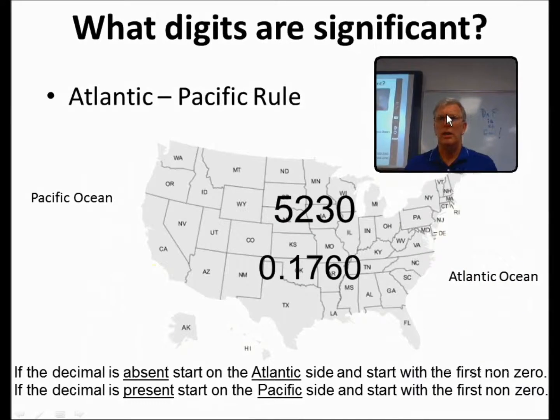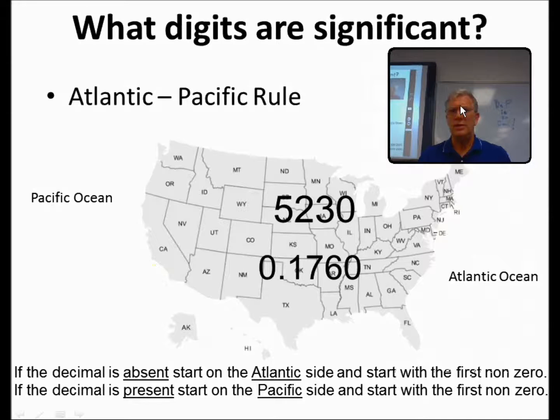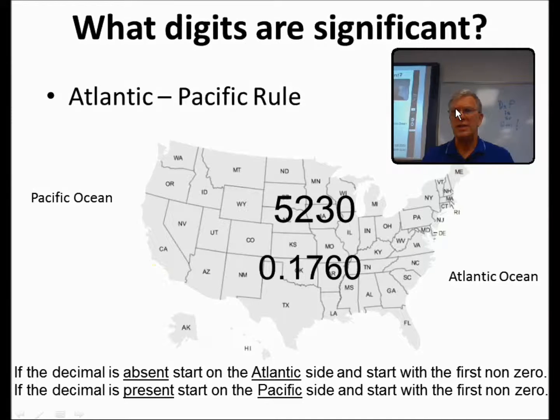Okay, now what digits in a number are significant? Is there a way to determine that? Well, there happens to be a simple method of determining what digits are significant, and that's called the Atlantic-Pacific rule.